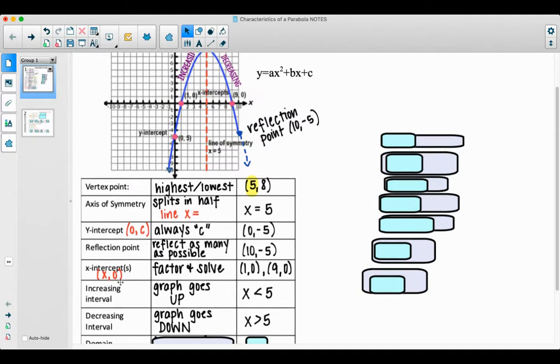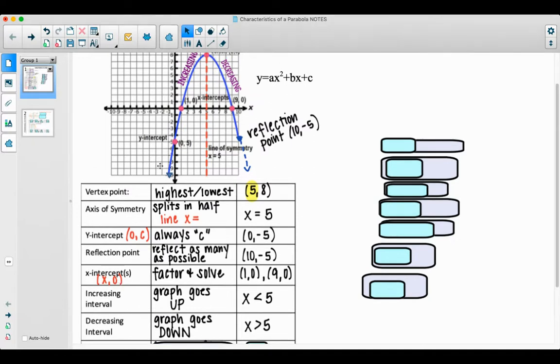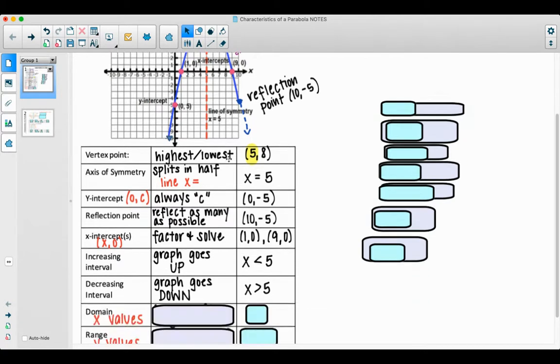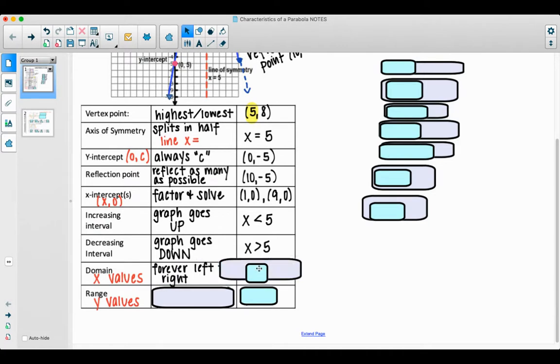Here in our parabola, that domain, that x values, we look left to right. There's nothing restricting my graph. So here, the domain goes on forever left to right. So we would say all real numbers.